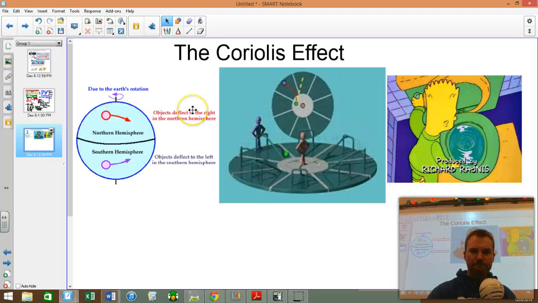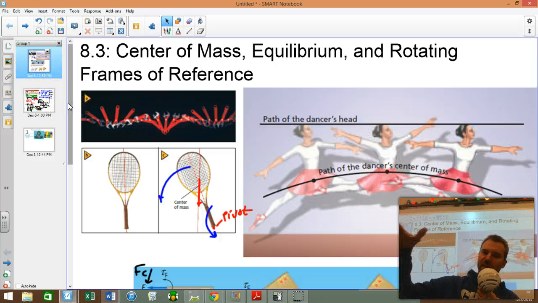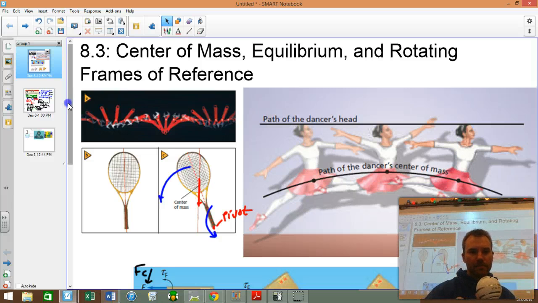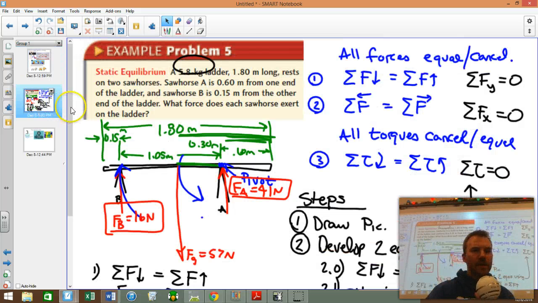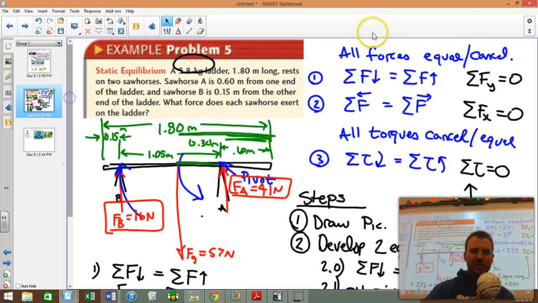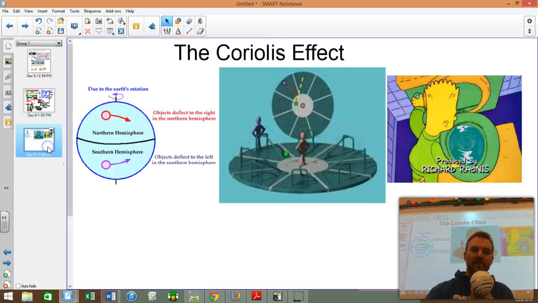That is 8.3. Deals with center of mass and how it relates to stability. As long as your center of mass is over your base, you have stability. Equilibrium, there's 3 things when you have equilibrium. All the down forces equal the up forces, left forces equal the right forces, and then clockwise torques equal the counterclockwise torques. And then lastly, the Coriolis effect.